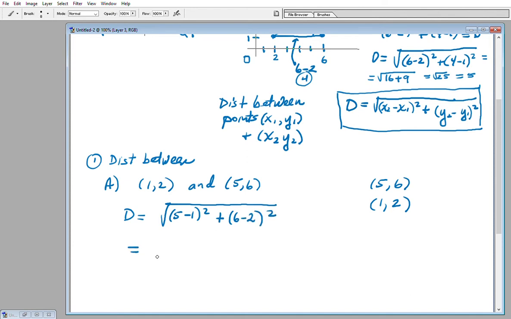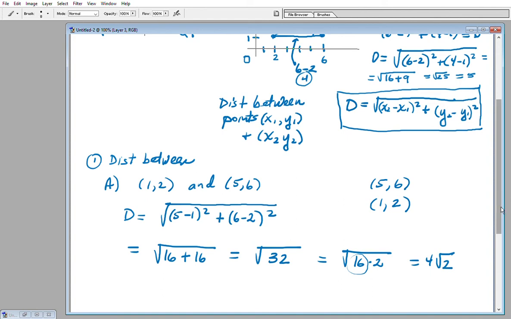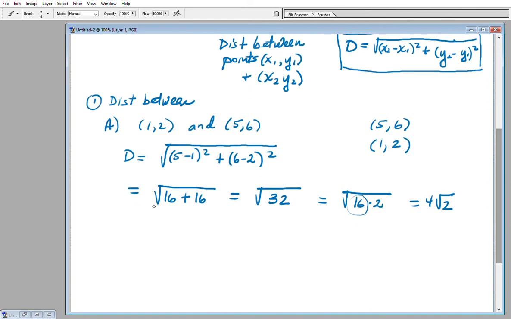Okay, and let's just figure this out. So here we have 4 squared, we have a 16. And 6 minus 2 is 4 again, so another 16. Square root 32. We could simplify this. All right, maybe we'll just simplify that. This is 16 times 2, and if we take the square root of 16, we have 4, so the distance is 4 square root 2.